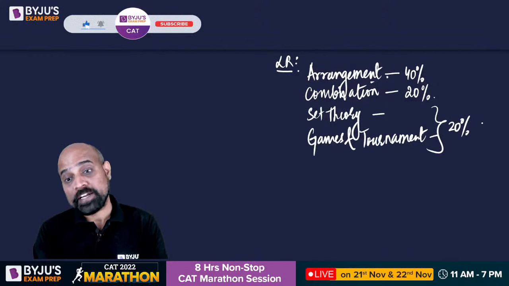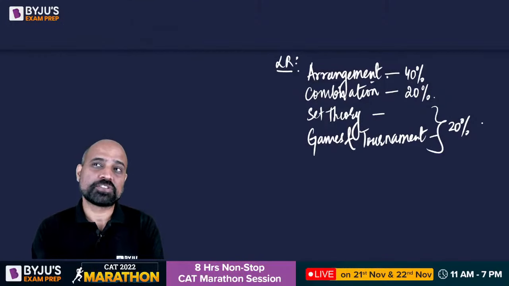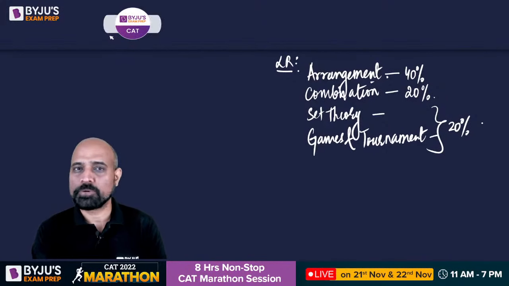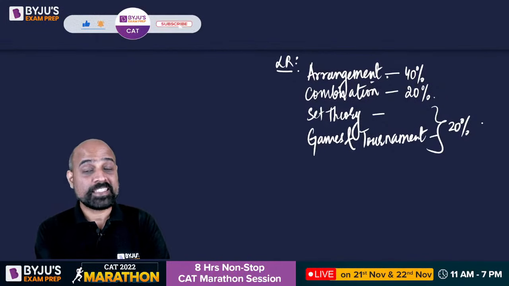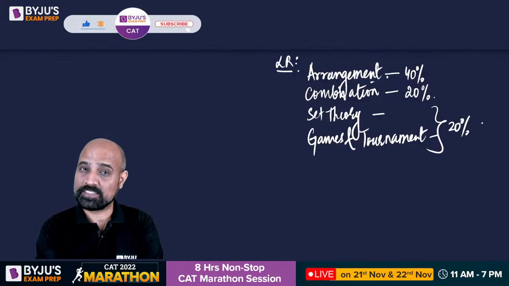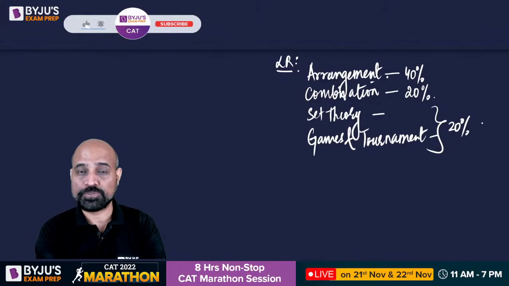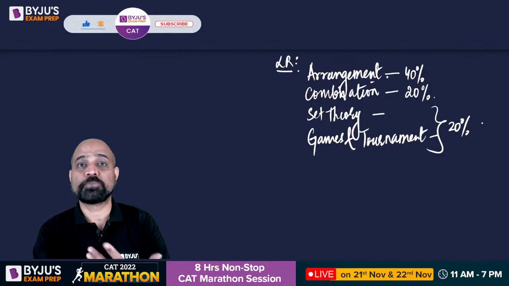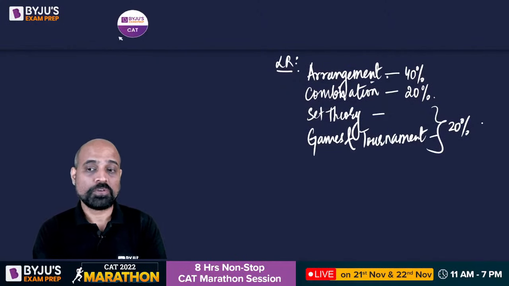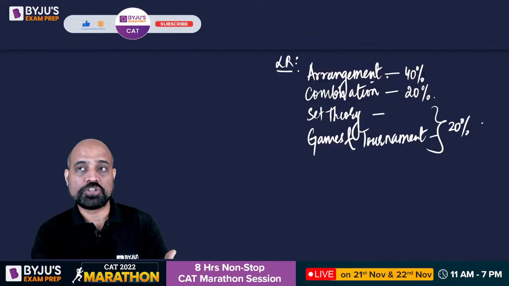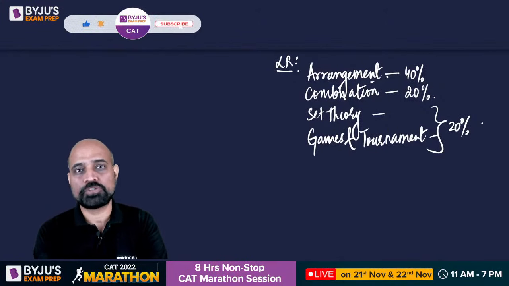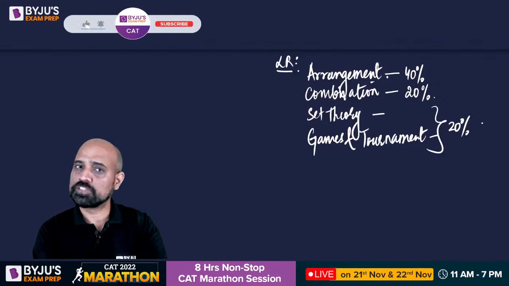When it comes to games and tournament, if it's an easy one, it's going to be 4 or 6 teams playing against each other, a typical round robin or a knockout. If it's a 6-question set, games and tournament has to do with more than 6 teams. It may be 8, 10, 12 teams. Or if it's a knockout tournament, you may have 64, 128, 256 teams playing. So if it's a more logical approach, you will get a 6-question set. If it's a more calculation-based approach, you will get a 4-question set from each of set theory or games and tournament.